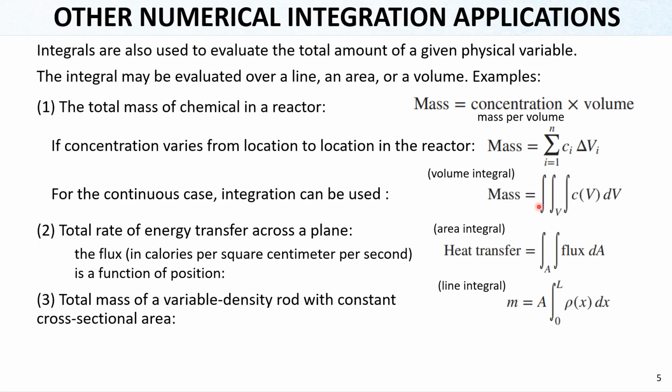The second case is actually just finding the area rather than the volume. So the total rate of energy transfer across a plane, for example. The flux in calories per square centimeter per second is a function of position. So if we know the flux, we do the integration to get the area underneath to obtain the heat transfer. And if the function is not continuous and we have discrete points, then we sum them to get the heat transfer.